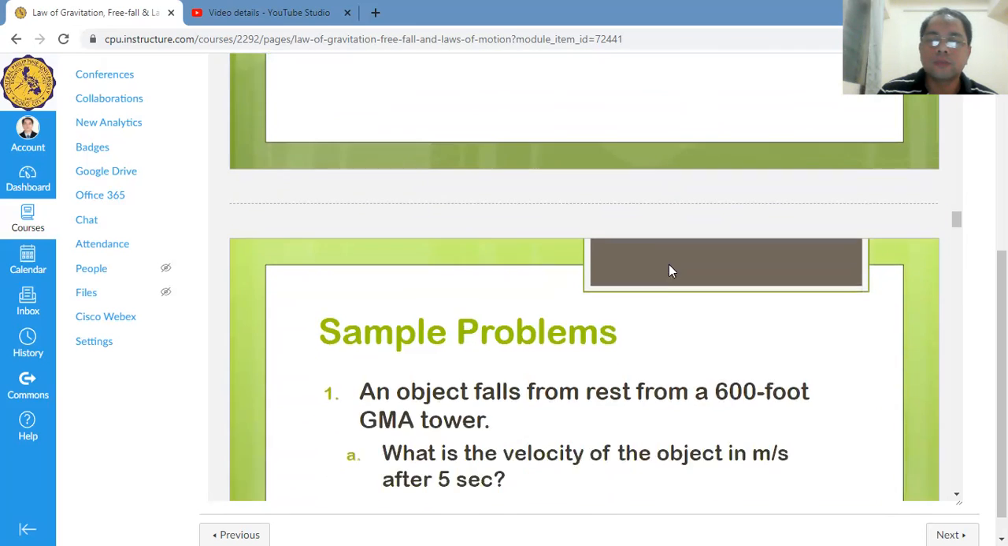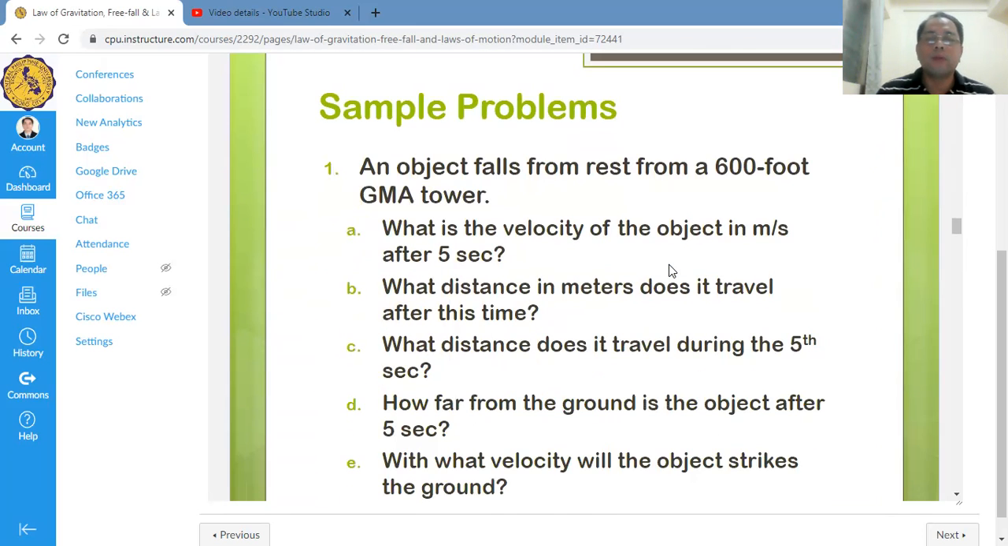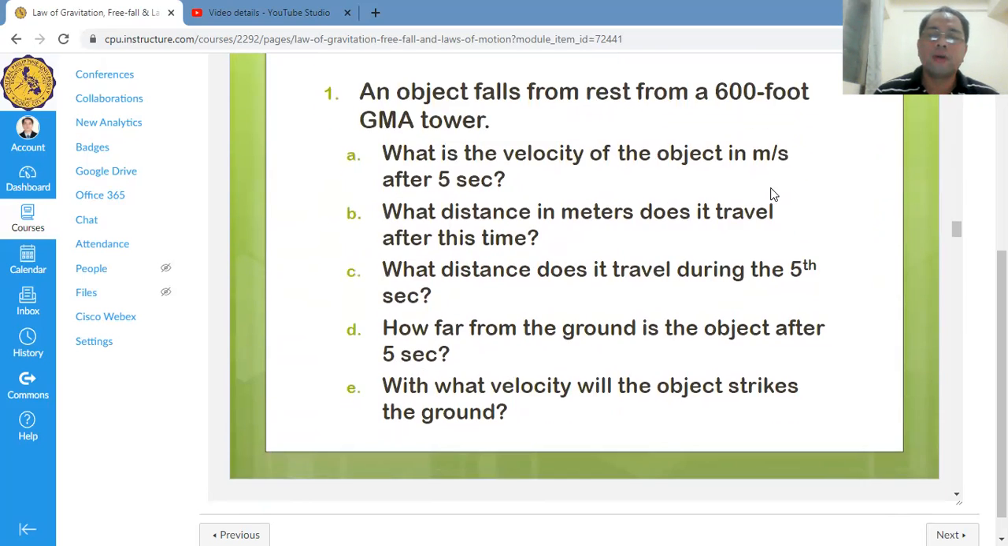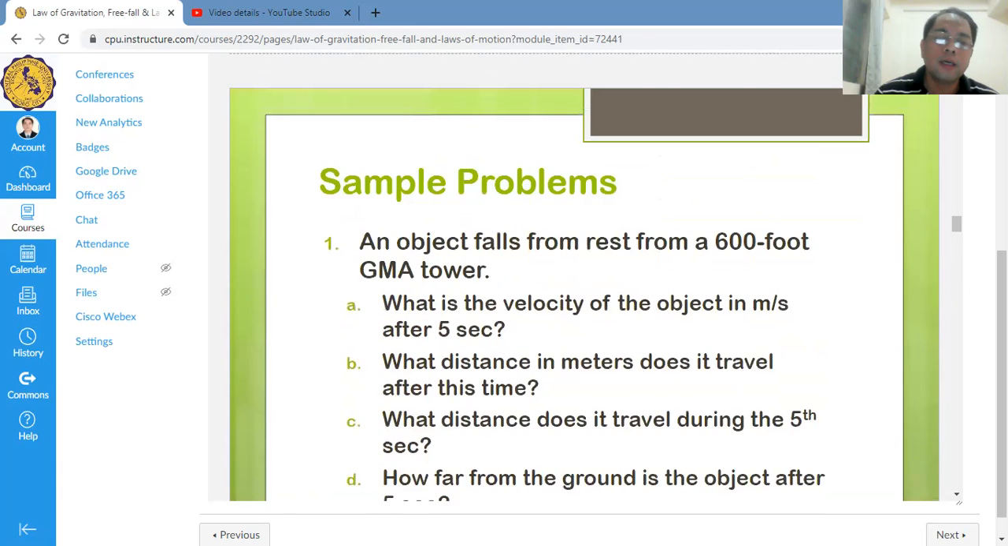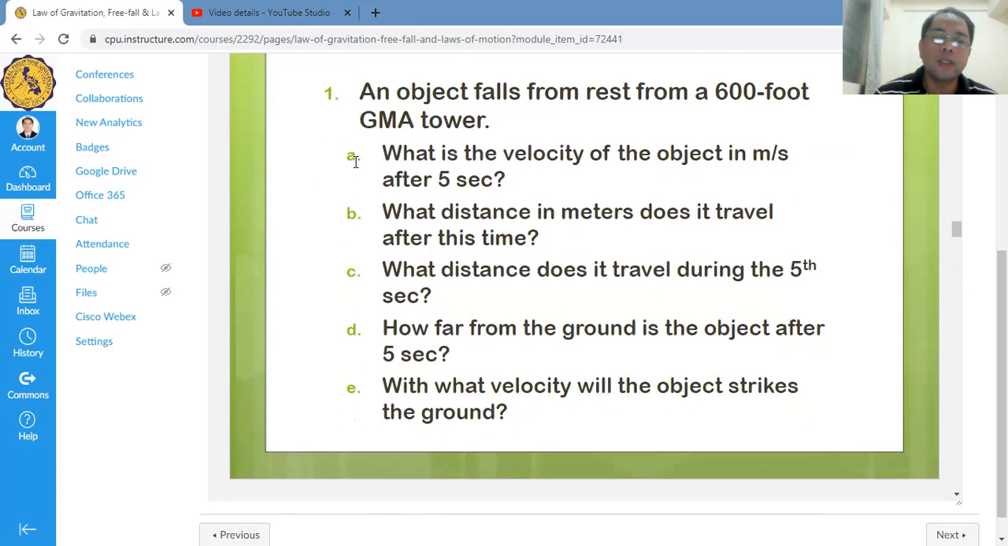So let's try this sample problem now on our free falling body. An object falls from rest from a 600-foot GMA tower. So the first thing, now we will try to answer letters A, B, and C in this one.